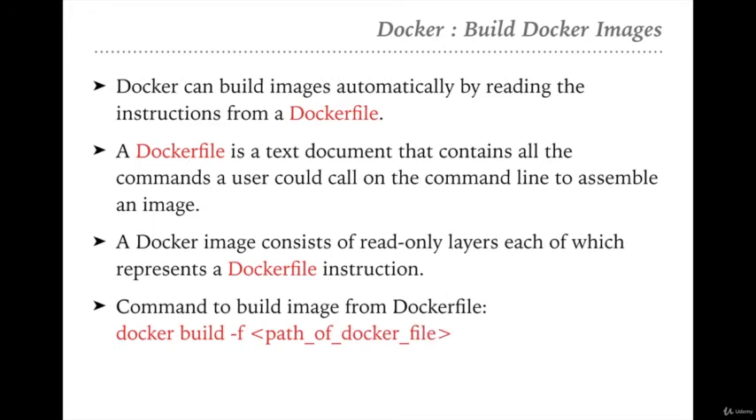If we want to create a Docker image from a Docker file, then we need to execute this particular command. We need to execute docker build -f. Then we need to provide the path of my Docker file on my machine. So this is the very basic introduction of the Docker file.